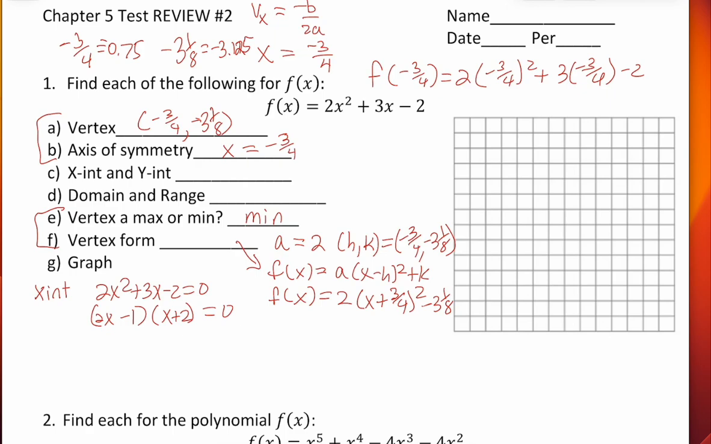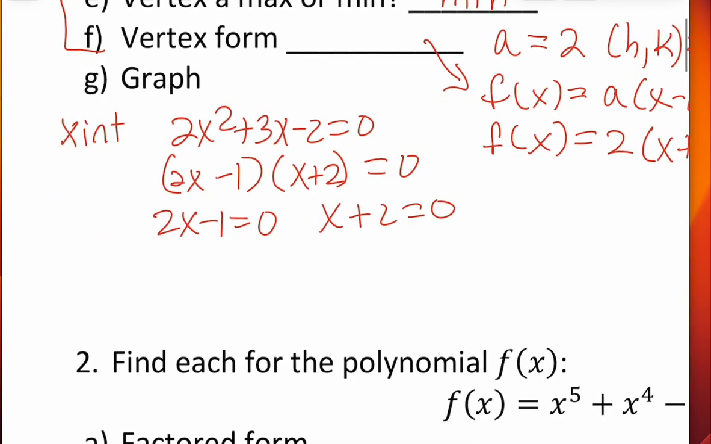Okay, so we have x-intercepts when 2x minus 1 equals 0 and x plus 2 equals 0. Now, those are pretty straightforward to solve. If we move the 1 over, we just divide by 2. So anytime you have a coefficient on your x, you're going to get a fraction. And then here we have negative 2.